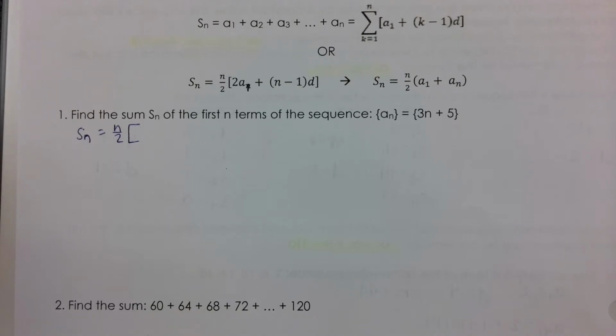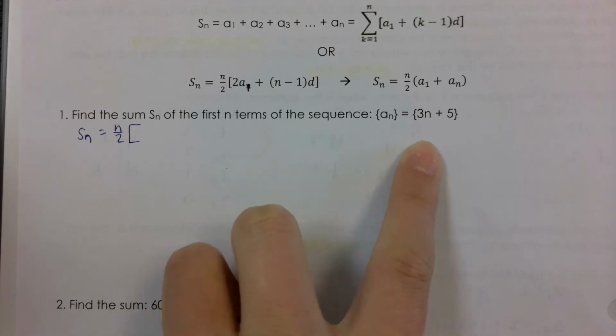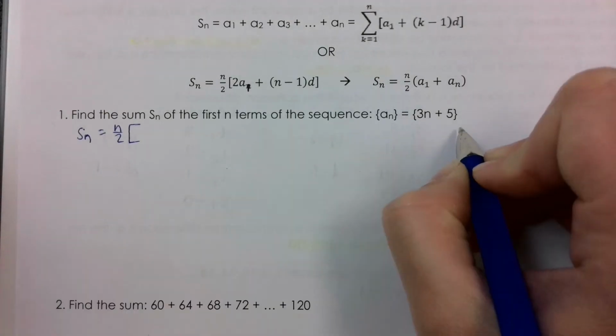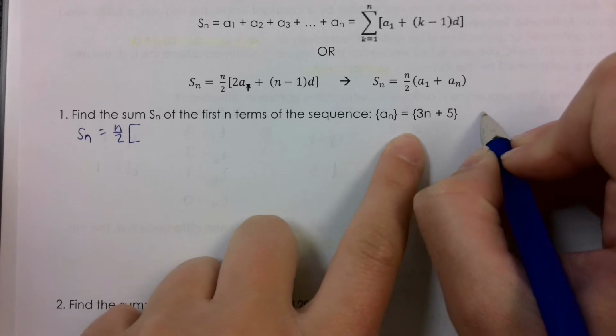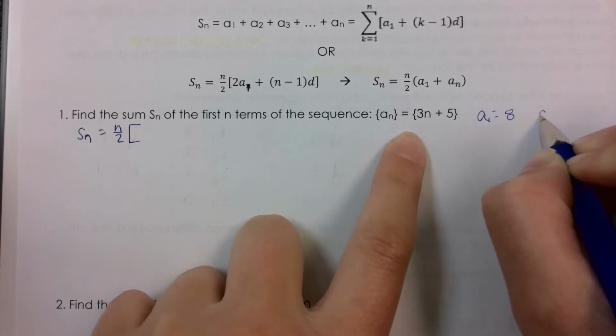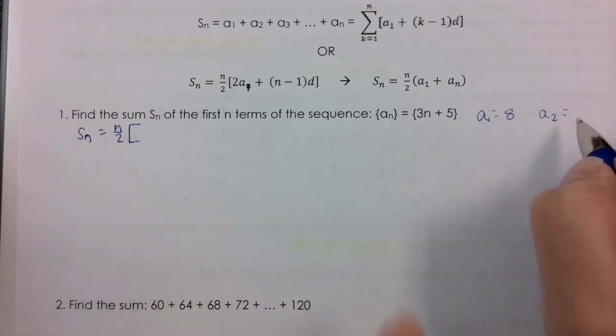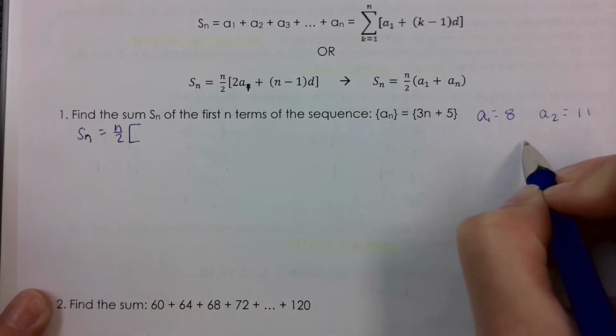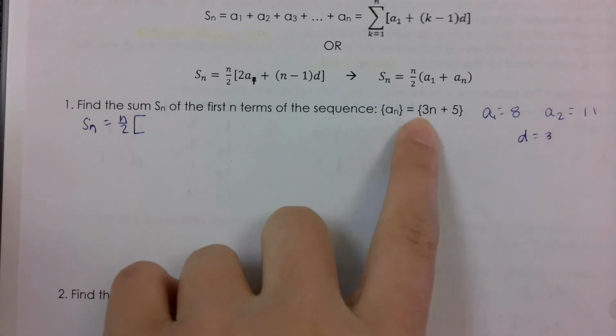And we need to find what a sub 1 is. So since we have a rule here, we can do that, right? So a sub 1, you plug it in as 8. And y'all, it's the same rule that we had on the front earlier, so you can just look at that. So a sub 1 is 8. What would a sub 2 be? 11. So what's our d? 3, which again, that number in front of n, right?